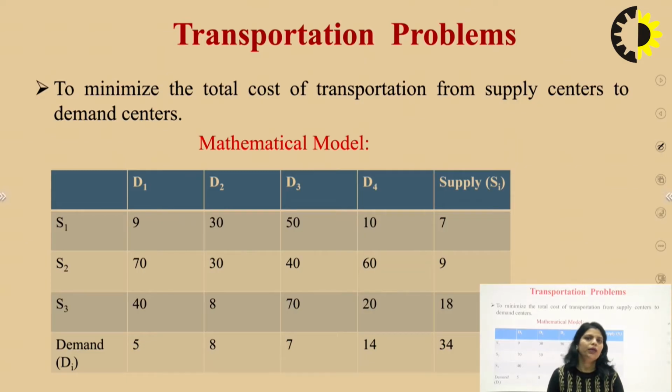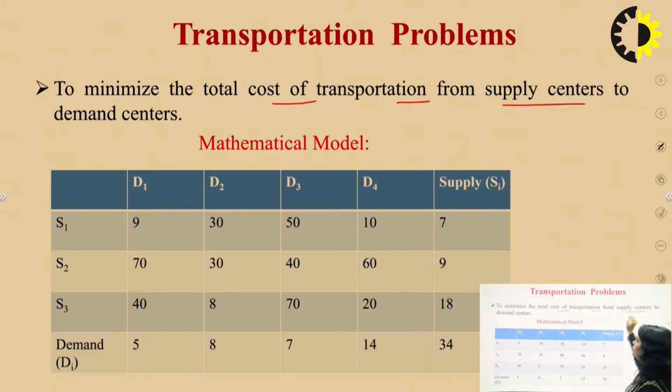So the objective of the transportation problem is to minimize the cost of transportation from one place to another, or we can say to minimize the total cost of transportation from the supply center to the demand center. There will be two centers, one the supply center and one the demand center. To satisfy a particular demand, we have to supply the material. The cost involved in transporting is what we will minimize.